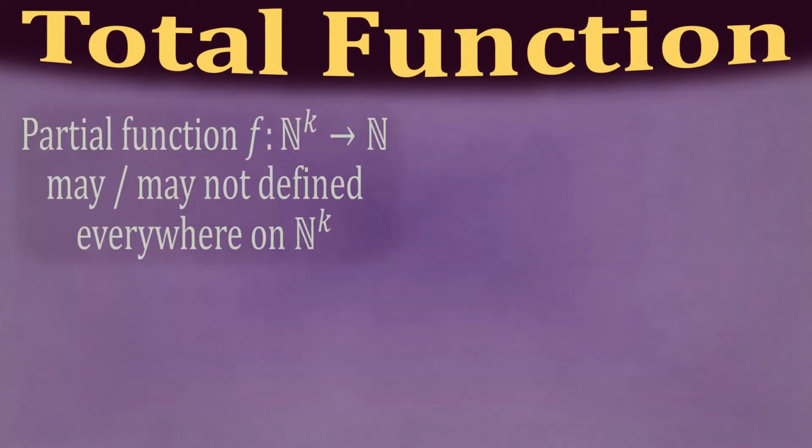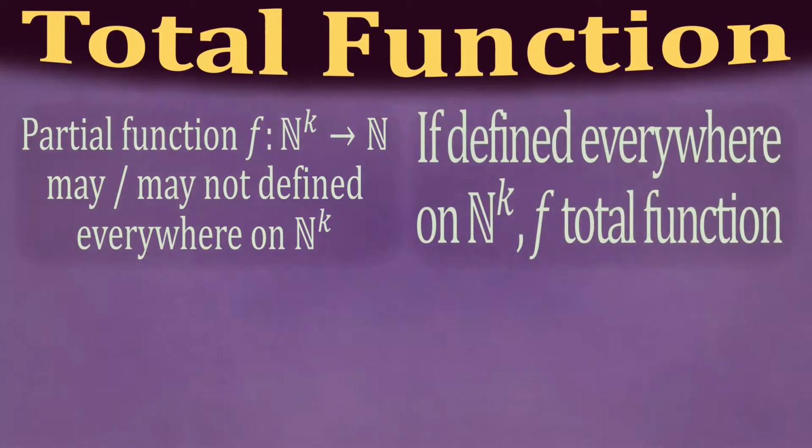Then let's define a total function. A partial function f from the natural numbers to the k to the natural numbers may or may not be defined everywhere on the natural numbers to the k. If it is defined everywhere on the naturals to the k, we say that f is a total function.